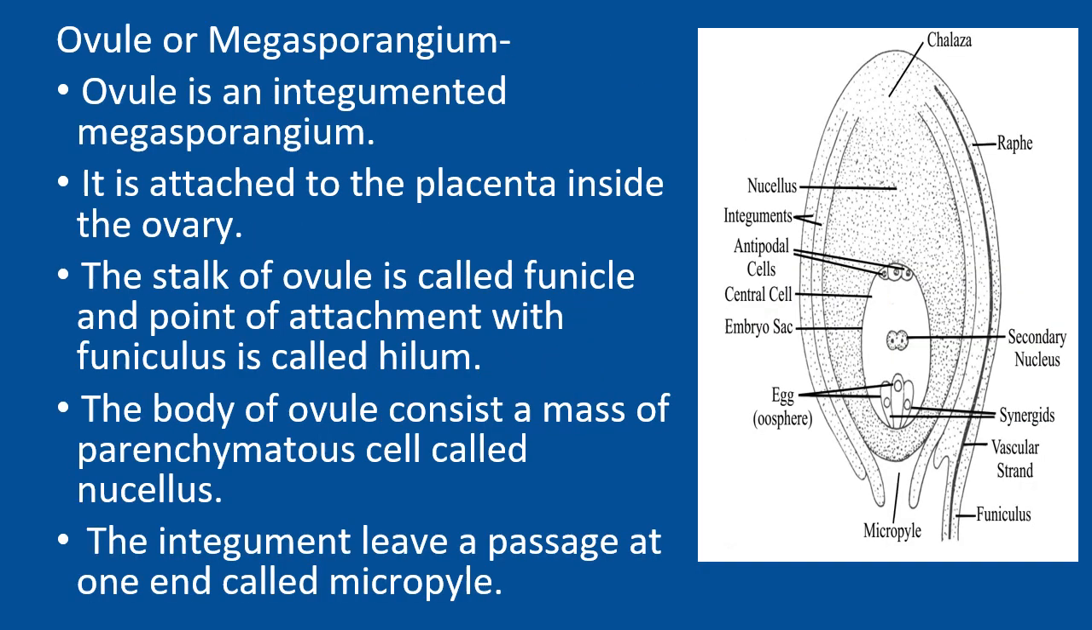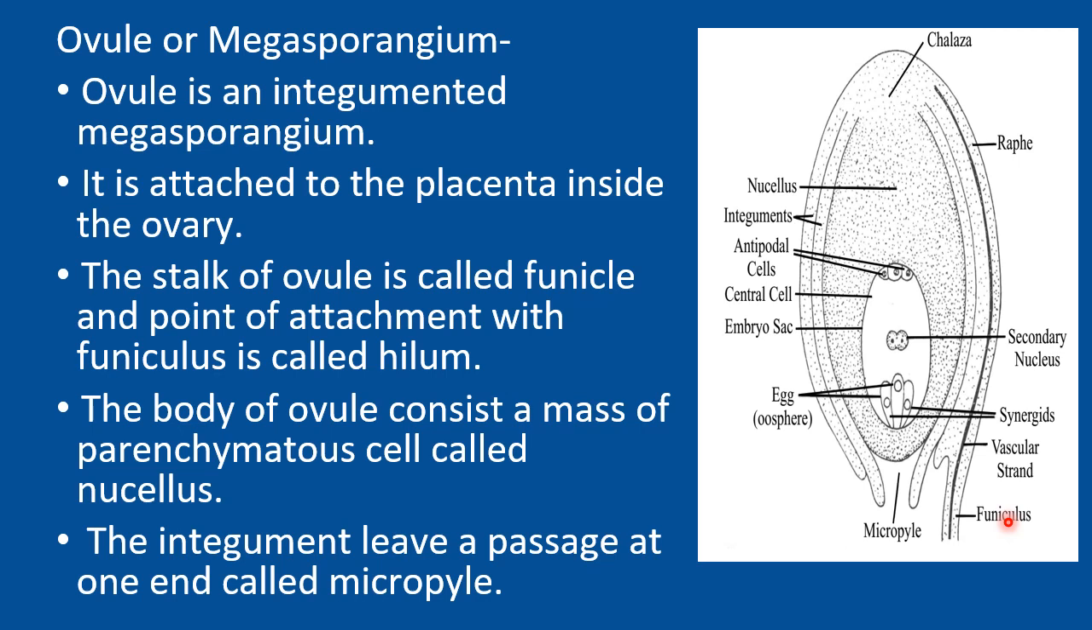The ovule, also known as the megasporangium, is covered by the integument, and that's why the ovule is an integumented megasporangium. Mega means female, and sporangium is a spore-producing structure. It is attached to the placenta inside the ovary, and the stalk of the ovule is called the funicle, and the point of attachment with the funicle is called the hilum.